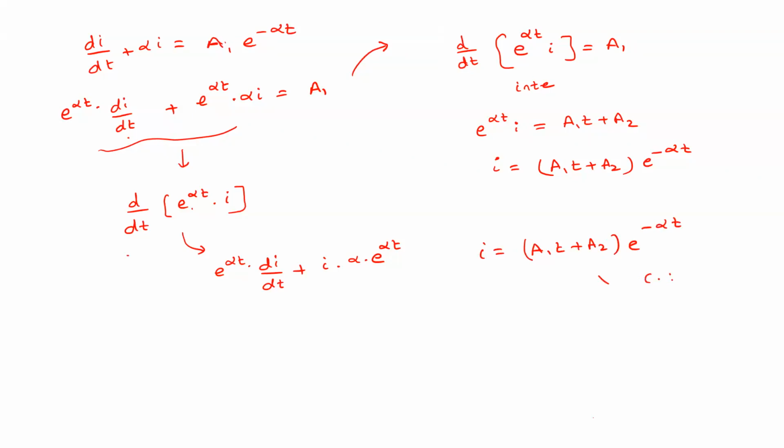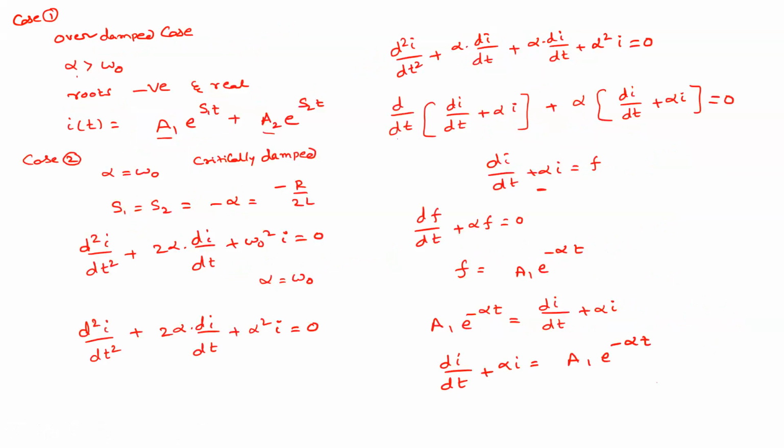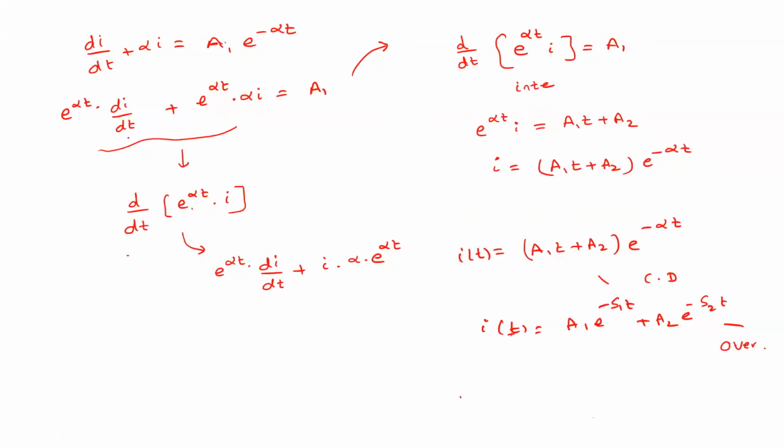So this is for the critically damped case. What we already calculated for the previous case, I of t equal to A1 into e to the power of minus S1t plus A2 into e to the power of minus S2t. So that is for which case? Overdamped case. This is for the critically damped case: A1t plus A2 into e to the power of minus alpha t. Just a simple differential equation solution, that's all.